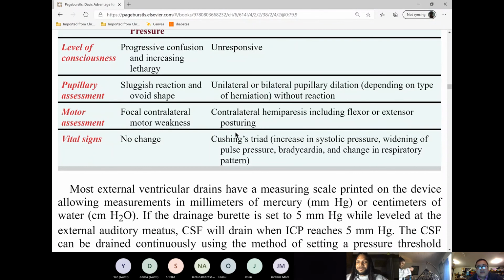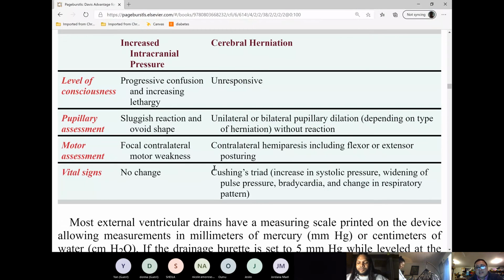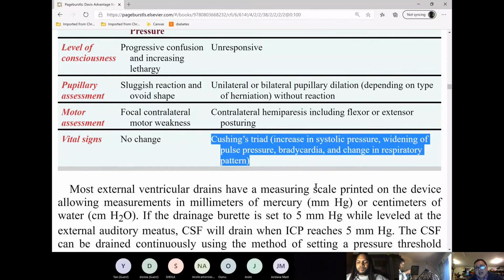So please read the difference. And like I said earlier, once Cushing's triad, this triad of symptoms, occurs, it helps you confirm that there is increased ICP, but then the patient will die shortly afterwards.